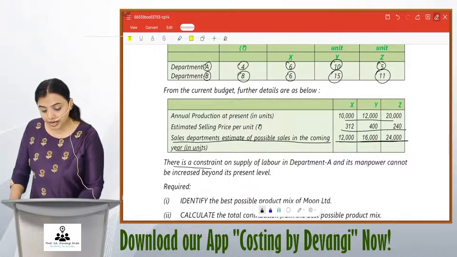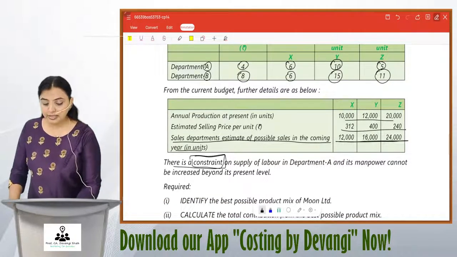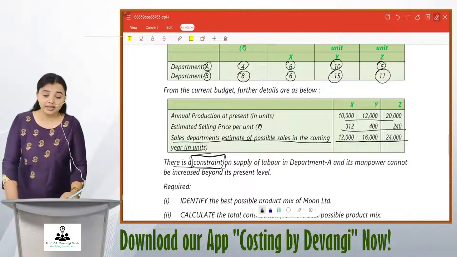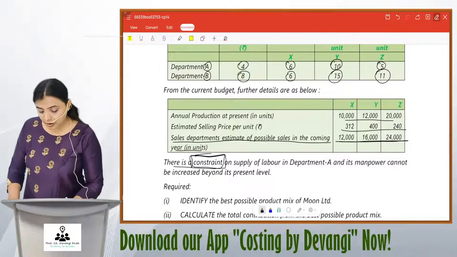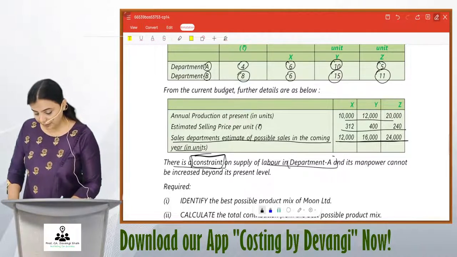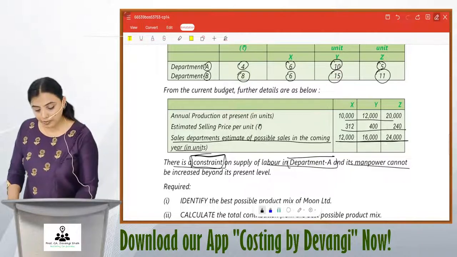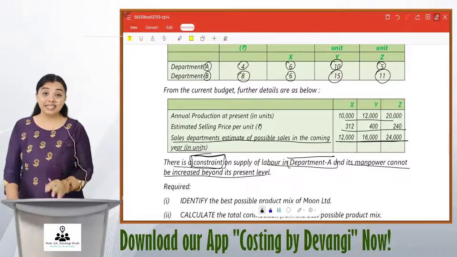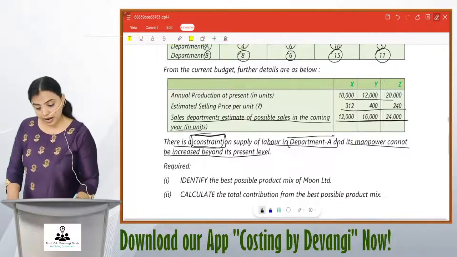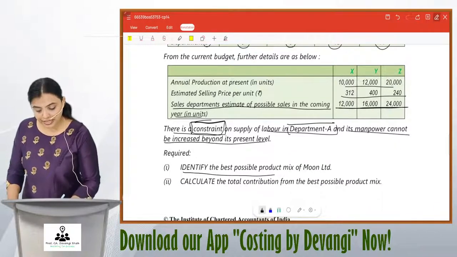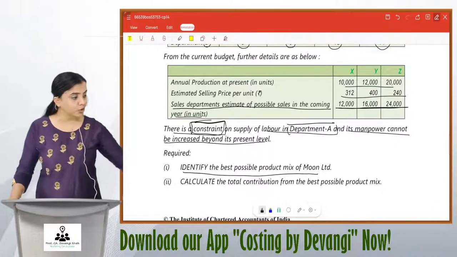There is a constraint. Friends, this is the hurdle. This is the scarcity of supply of labor in department A. Its manpower cannot be increased beyond its present level. Required: identify the best possible production mix of Moon Limited.